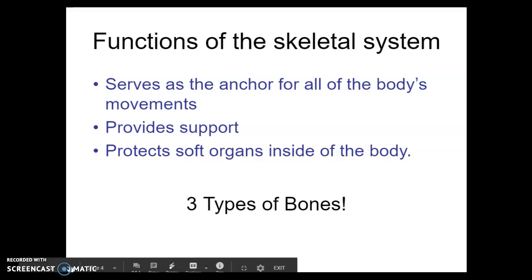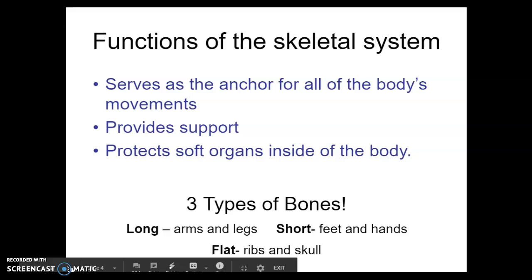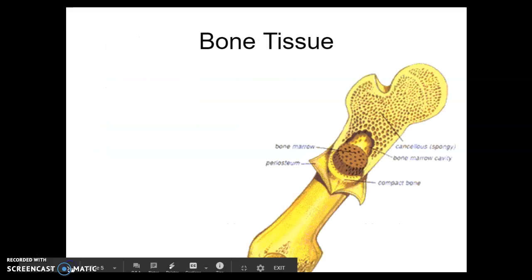So the functions of the skeletal system, it's the anchor for all the body's movements. It provides support. And if you think about your rib cage, it's protecting all those soft organs inside you. That's why you want your seatbelt to kind of go up across your rib cage to protect you without injuring the soft tissues inside. There are 3 types of bones. We have long bones like your arms and your legs. We have short bones like what are in our feet and our hands. And then we have flat bones like our ribs and our skull.